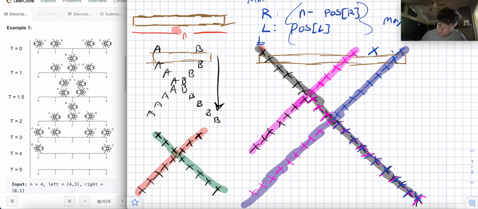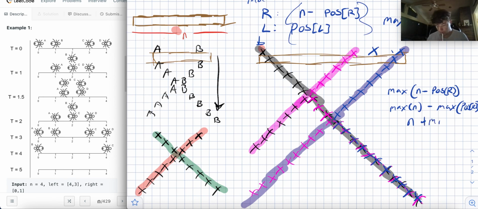So the max of n minus position of r is n minus the min of position of r. That's just n, because n is a constant. So n minus the max is the same as plus the minimum. So plus the minimum of position of r. Is that right? Yeah. And then the max of position of L. All right, that's pretty ugly, but I'm going to just write it down here.